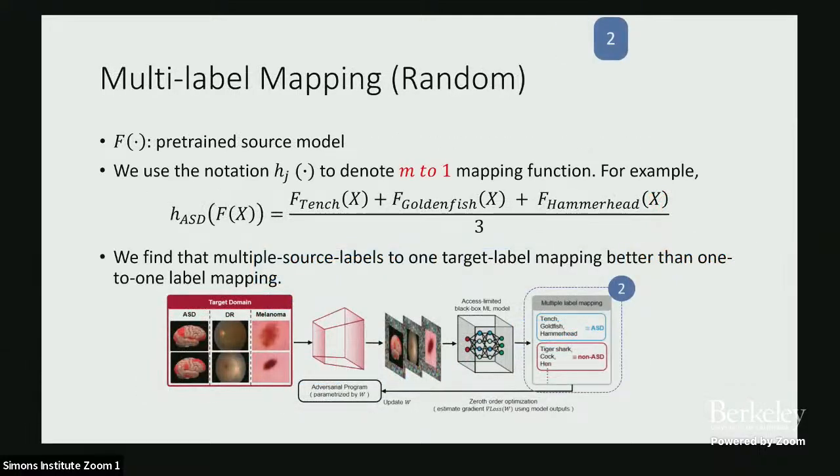So how do we map the outputs? The easiest thing that we can do is random mapping. You can randomly assign some source labels to map to a target label. It's actually a mapping that you can design. So for example, here, I'm saying the model output for the ASD class will be the average of the 3 source classes: tench, goldfish, and hammerhead.